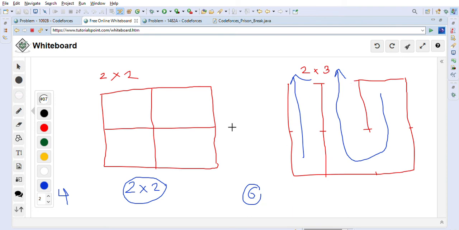So this is how we can solve the prison break problem on Codeforces. The main logic is to understand that the minimum number of walls we have to break is the number of rows times the number of columns of the matrix. After you understand this, the solution is trivial.